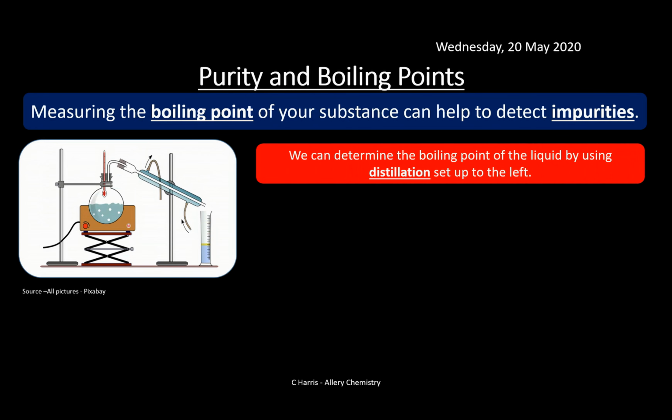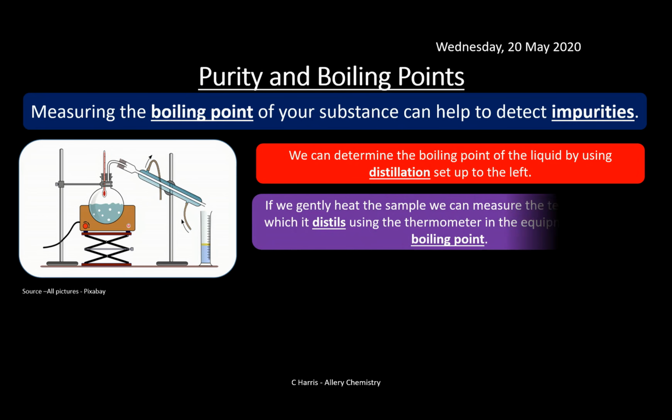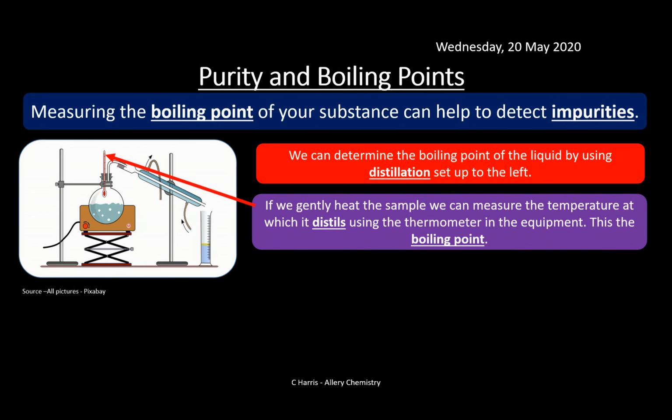And we can basically bring this distillation kit back in. This is if you're testing the purity of a liquid. We determine the boiling point of the liquid by using the distillation kit that we've seen already. Then if we gently heat the sample, we can measure the temperature at which it distills using the thermometer.